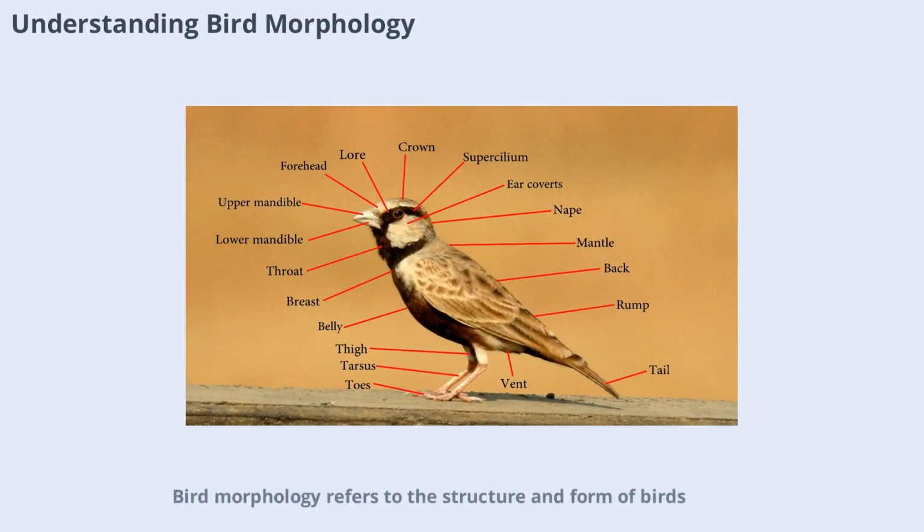Bird morphology refers to the structure and form of birds. Familiarizing yourself with basic bird anatomy helps in accurate identification. Key features include the beak, wings, tail, and various feather types. Illustrations in the book show the different body parts and wing composition, making it easier to understand the terminology used in bird descriptions. This foundational knowledge is essential for anyone serious about bird watching.